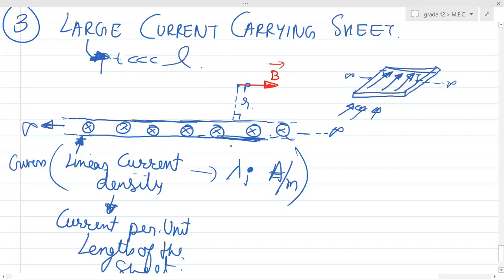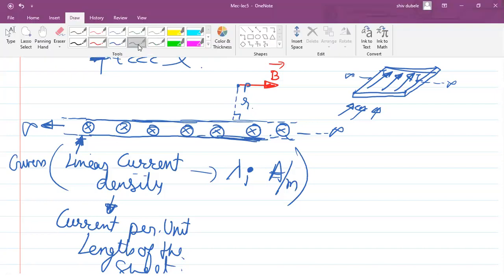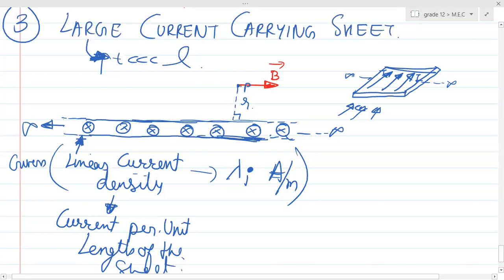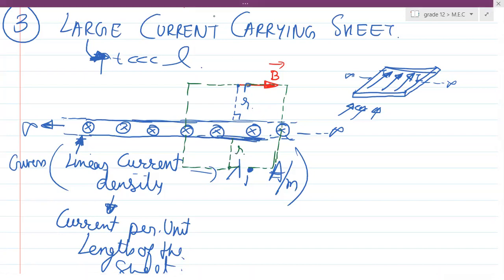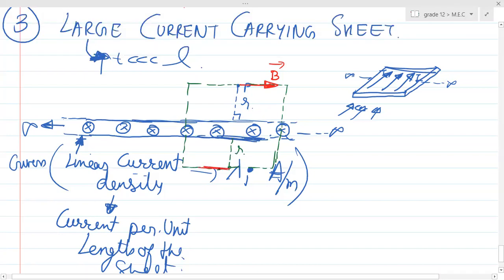So will it be producing a magnetic field B in this direction? Yes. Now, when I choose the Amperian loop, I told you it should pass through this point. So let me choose the Amperian loop in such a way that this distance is there as well. So what will be the magnetic field over here? The magnetic field will be in this direction.